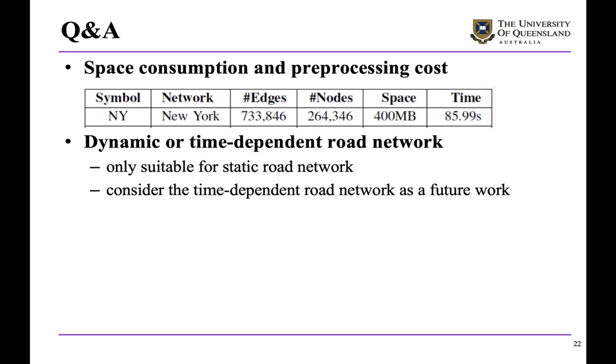The second question might be whether this solution could be adaptable to a dynamic or time-dependent road network. The answer is unfortunately not, at least not for now. This is because we need to pre-compute the two-hop labeling beforehand and then keep it as a black box for the distance calculation. But we might consider the time-dependent road network as future work.